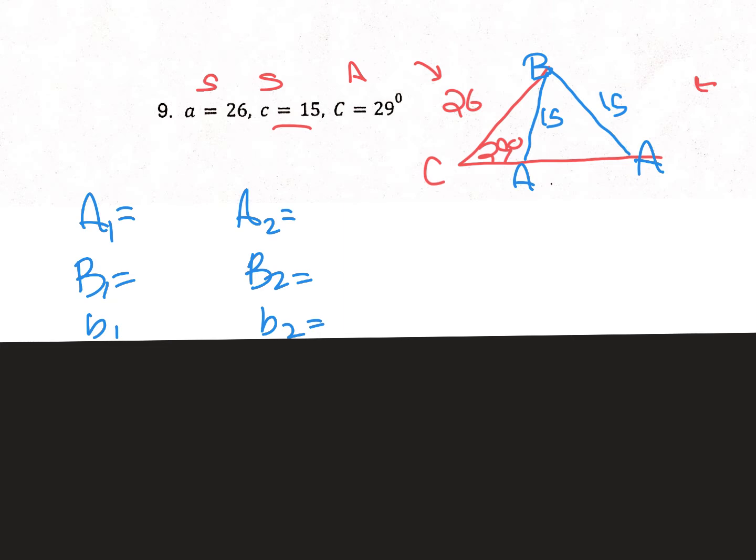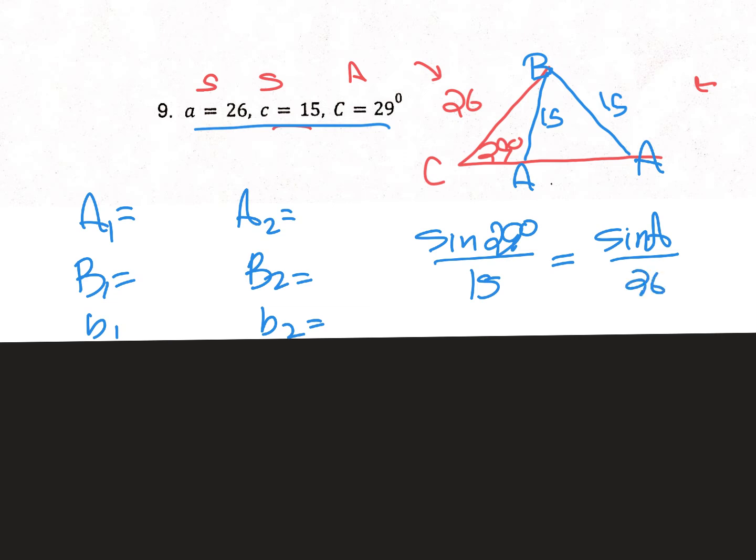So you really have no choice about what to use here. You have to use what they gave you. So I have no choice but to do this: sine 29 over 15 equals sine of A over 26. And that's going to give me my big A, my angle A. When you punch all that in, remember, you have to do inverse sine to get your angle A. I'll let you round it to the nearest degree if you want to. So angle A is 57 degrees.